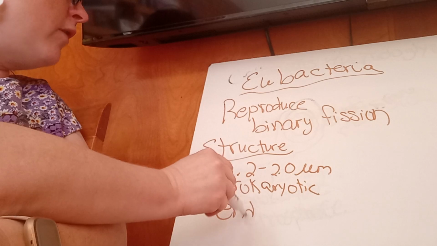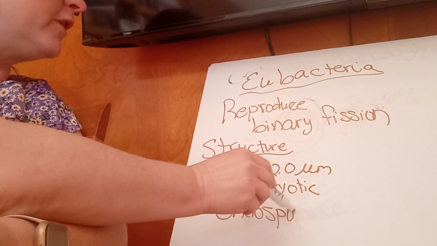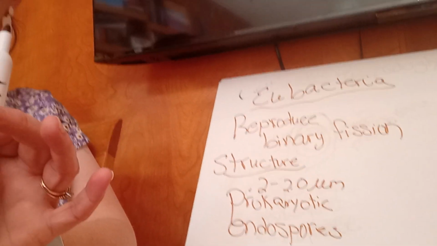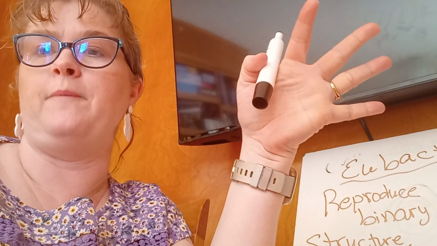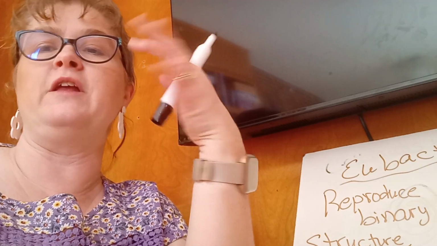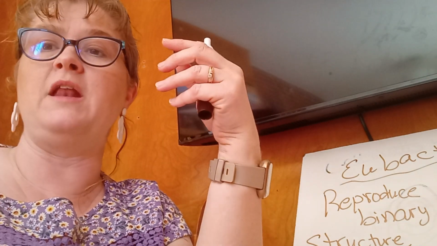They also form endospores. Endospores are a tough structure that protects a dormant bacteria. So, if a bacteria can't grow and reproduce because the conditions aren't right, it can go dormant, and it has an endospore that then protects it.